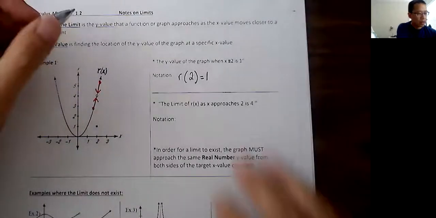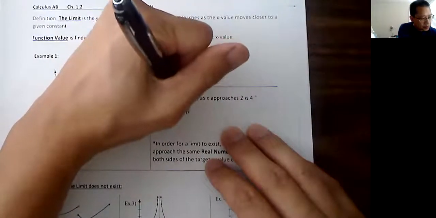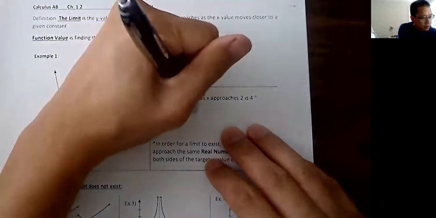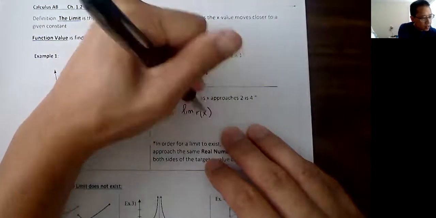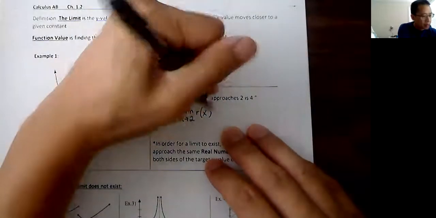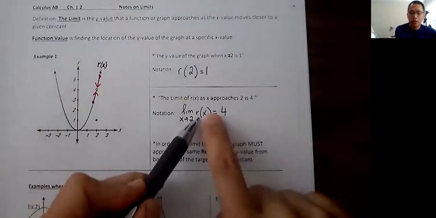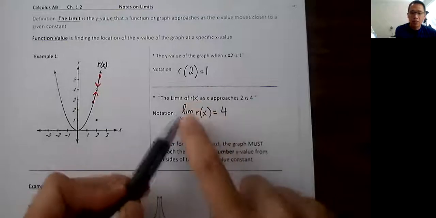So the way that we write this in limit notation is we say the limit of r of x as x approaches 2 is equal to 4. So that's the way that we write it. The function goes here, limit notation goes here.